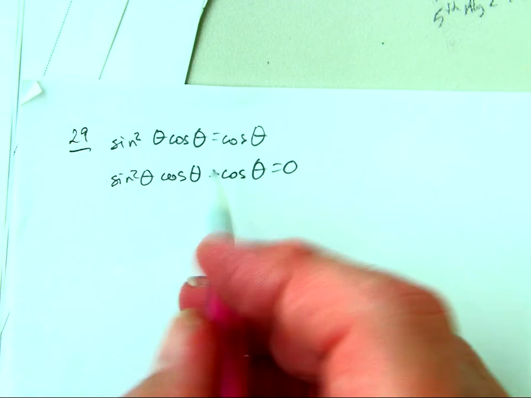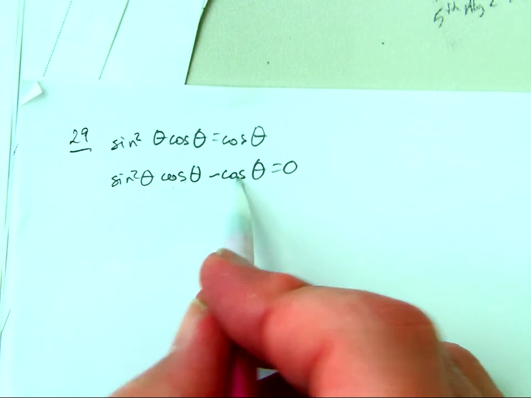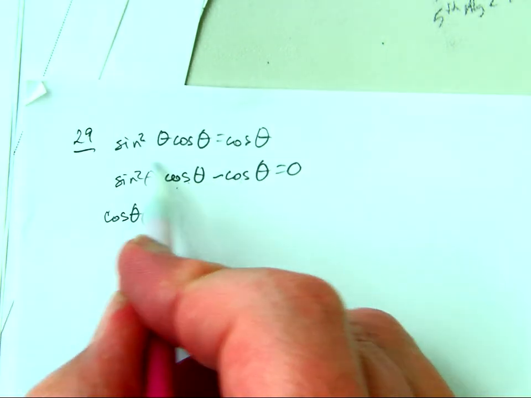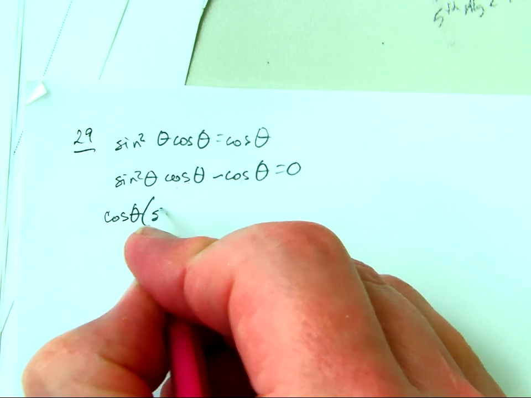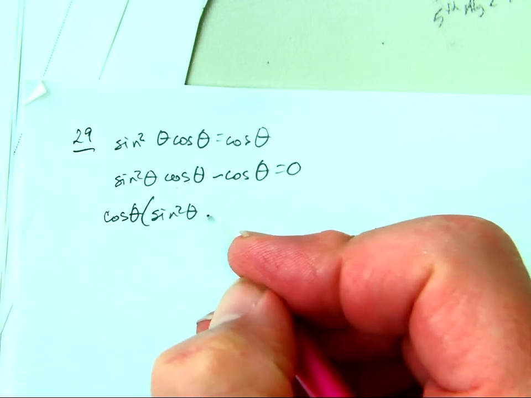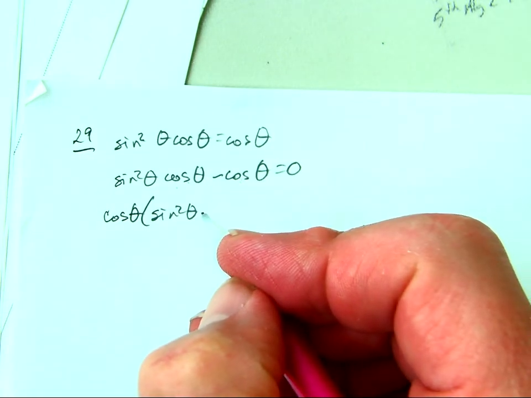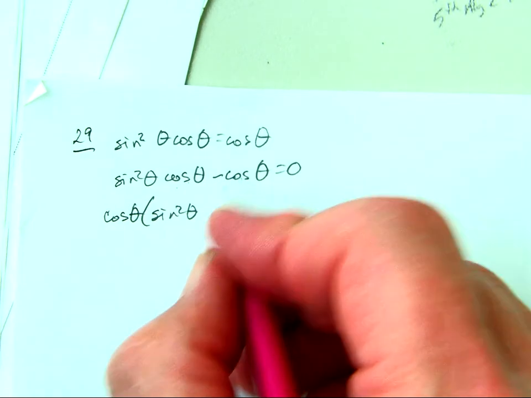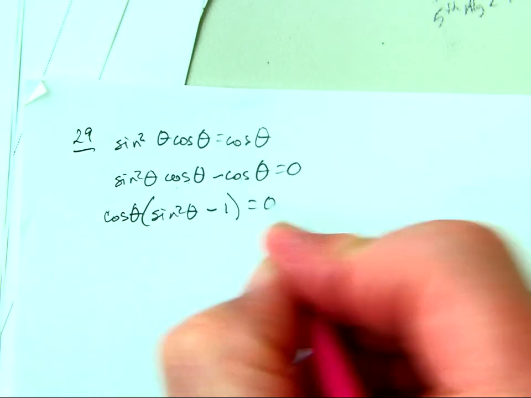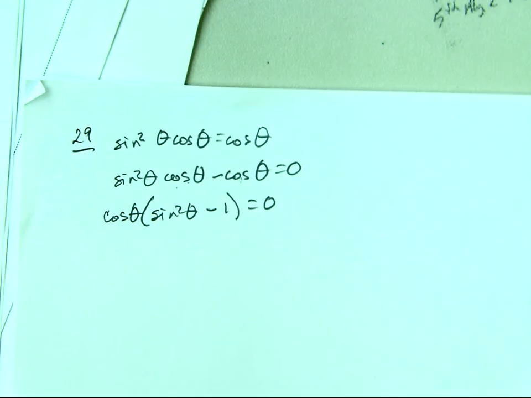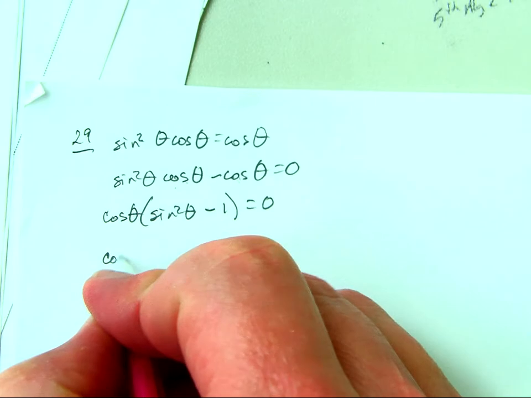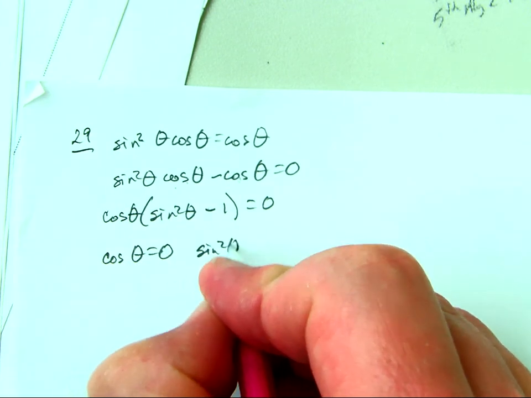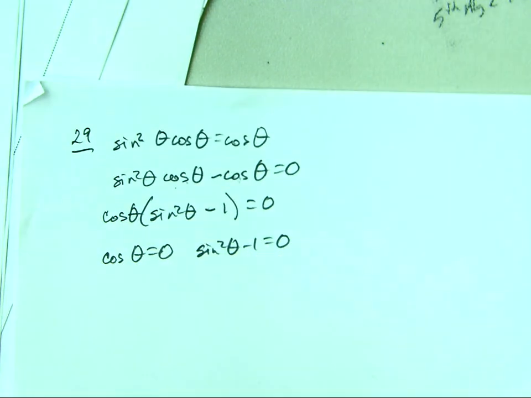Now we look to factor. Well, the first thing you look for is a common factor. These have a cosine in common. Let's factor that out. If we divide this one by cosine, we're left with sine squared theta. Divide this one by cosine, we have 1. Now we have it factored. Let's set each of those equal to 0. So cosine theta equals 0, and sine squared theta minus 1 equals 0.